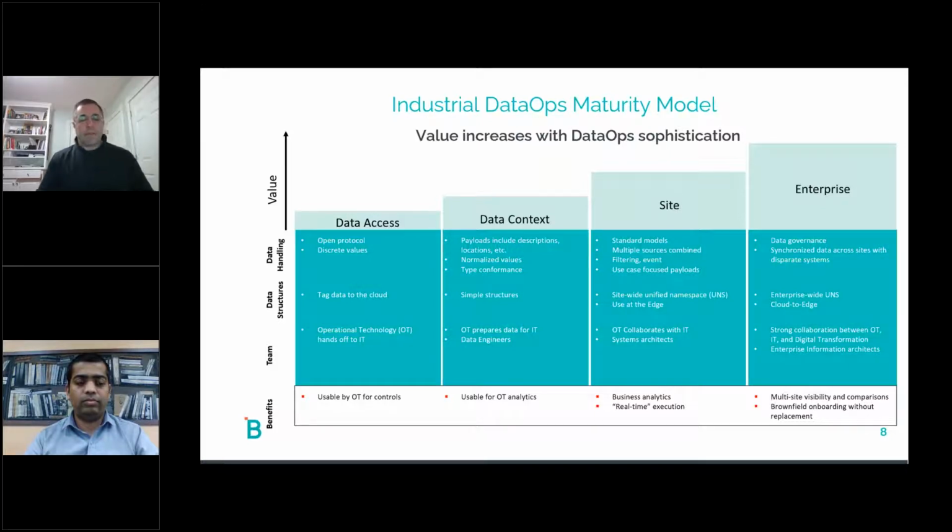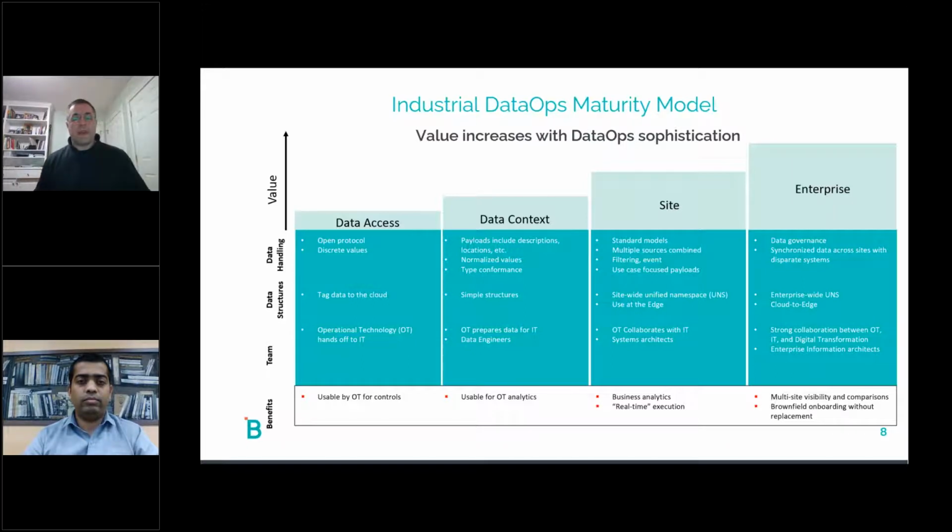The next step is data context. So it's taking those data points over the open protocols, and it's adding descriptive information to it. It's normalizing the values and making sure that they conform to our needs and our approaches, to our standards. It's defining some simple structures and presenting that to the IT team for their consumption.